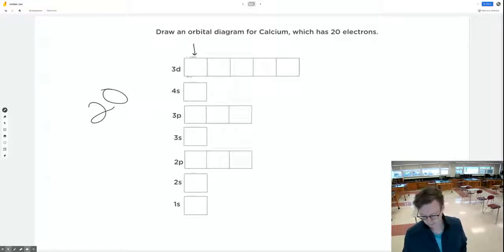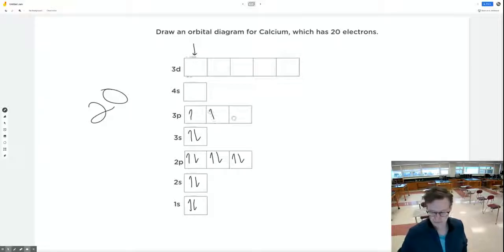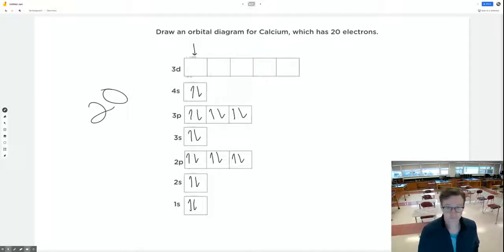So starting at the bottom, 1s. 1 electron, 2 electrons, 3 electrons, 4 electrons, 5, 6, 7, 8, 9, 10, 11, 12, 13, 14, 15, 16, 17, 18, 19, 20.